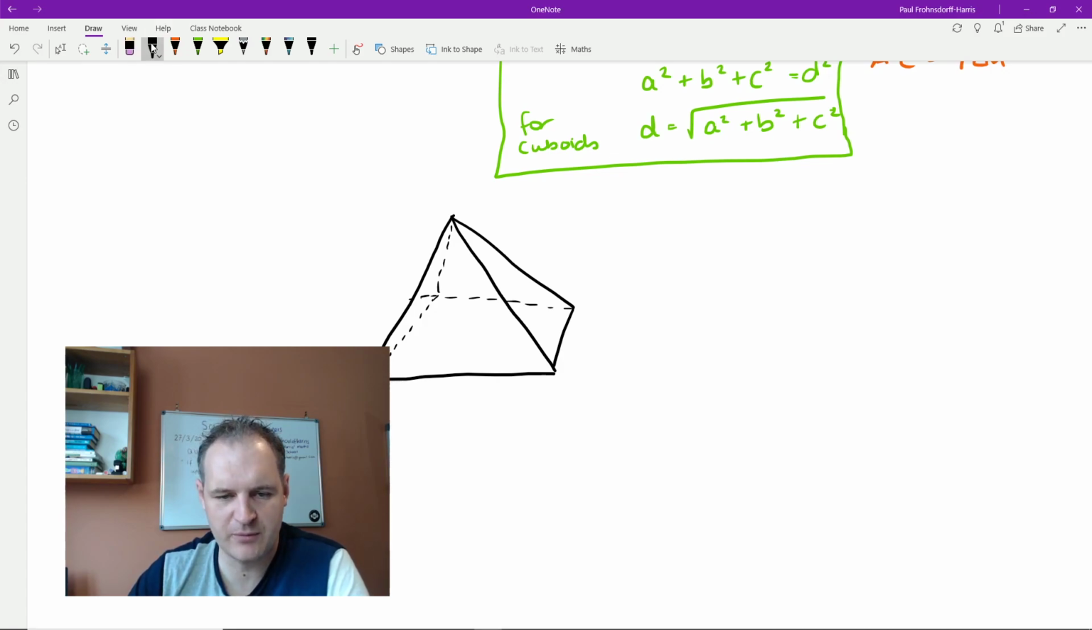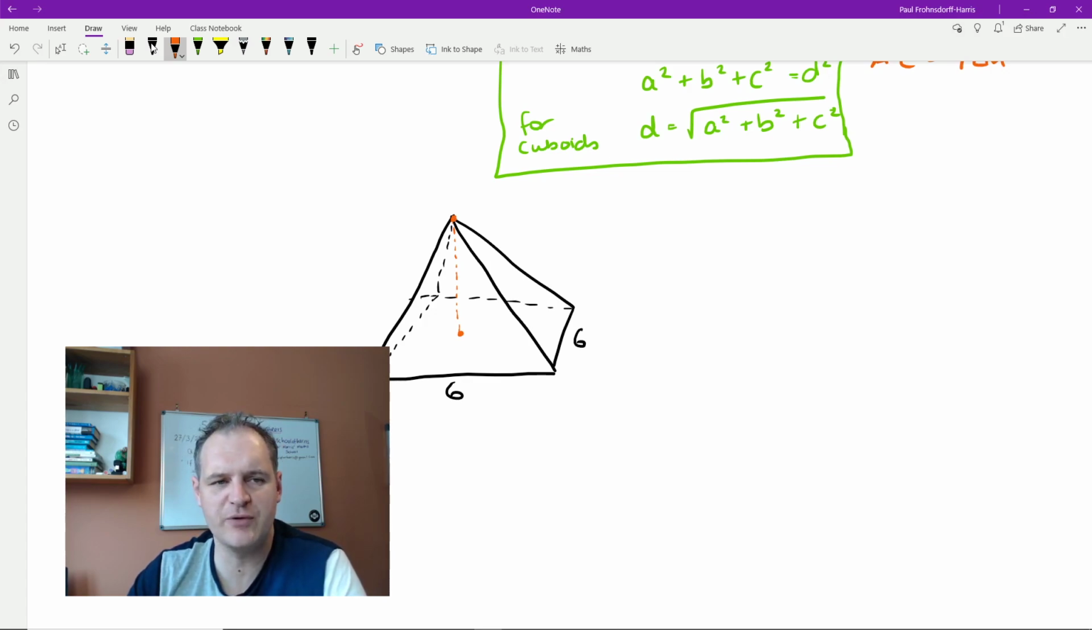In this square-based pyramid, because it's square-based, I've got 6 and 6. And the height is going to be the distance from the middle bit here. Imagine having a bit of thread dropping directly down, and it goes exactly into the middle of the pyramid. So we've got that there.